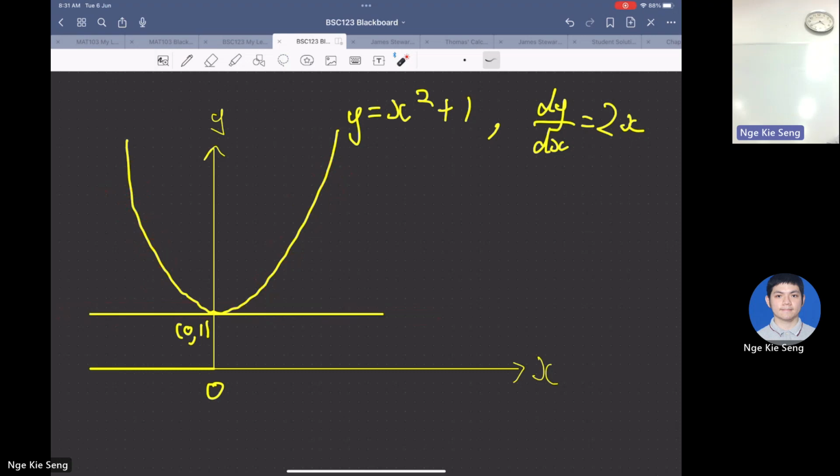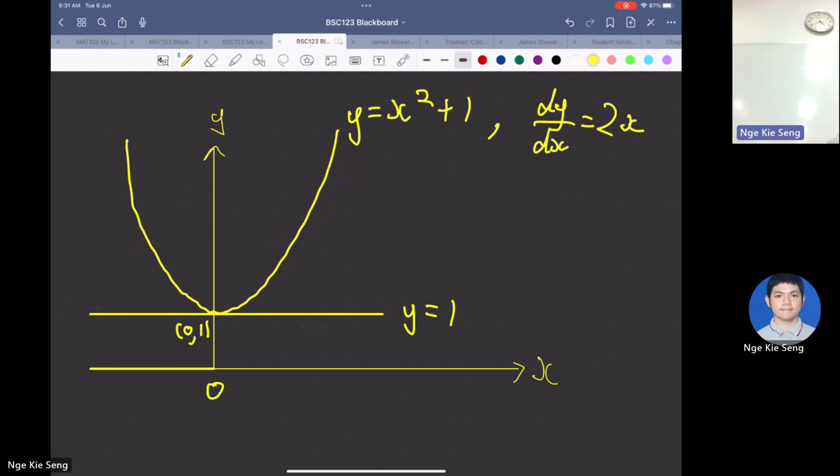So for example, at this point here, what's the tangent line? What's the line equation? Line equation, y equals 1. Okay, so let's look around. Look around. So y equals 1.